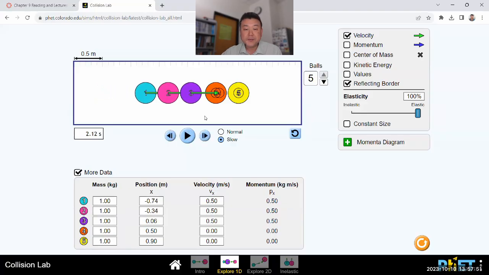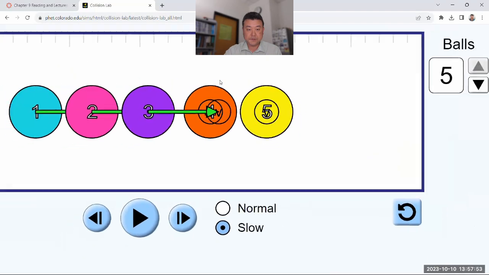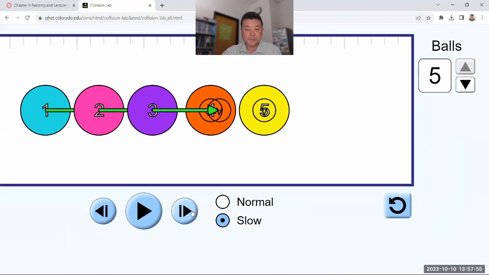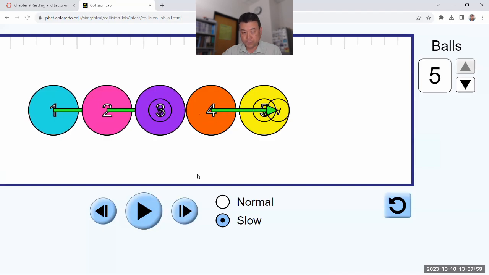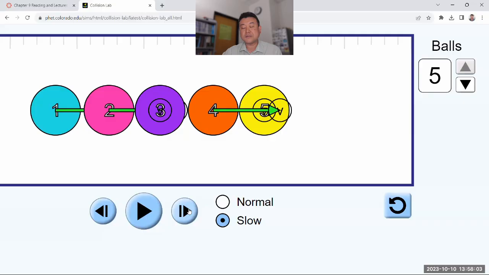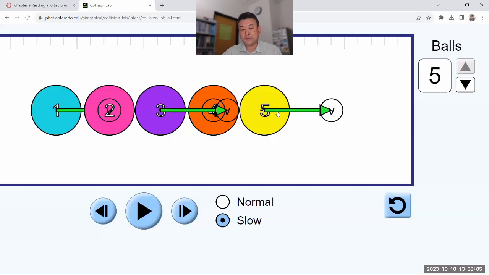So let me stop it here. All right, let's do frame by frame. So 3 collides with the 4. 4 moves. Okay, 3 is at rest. In the next amount of time, 4 collides with 5. 5 is moving. 2 collided with 3. 3 is moving. 1 hasn't collided with anything yet.